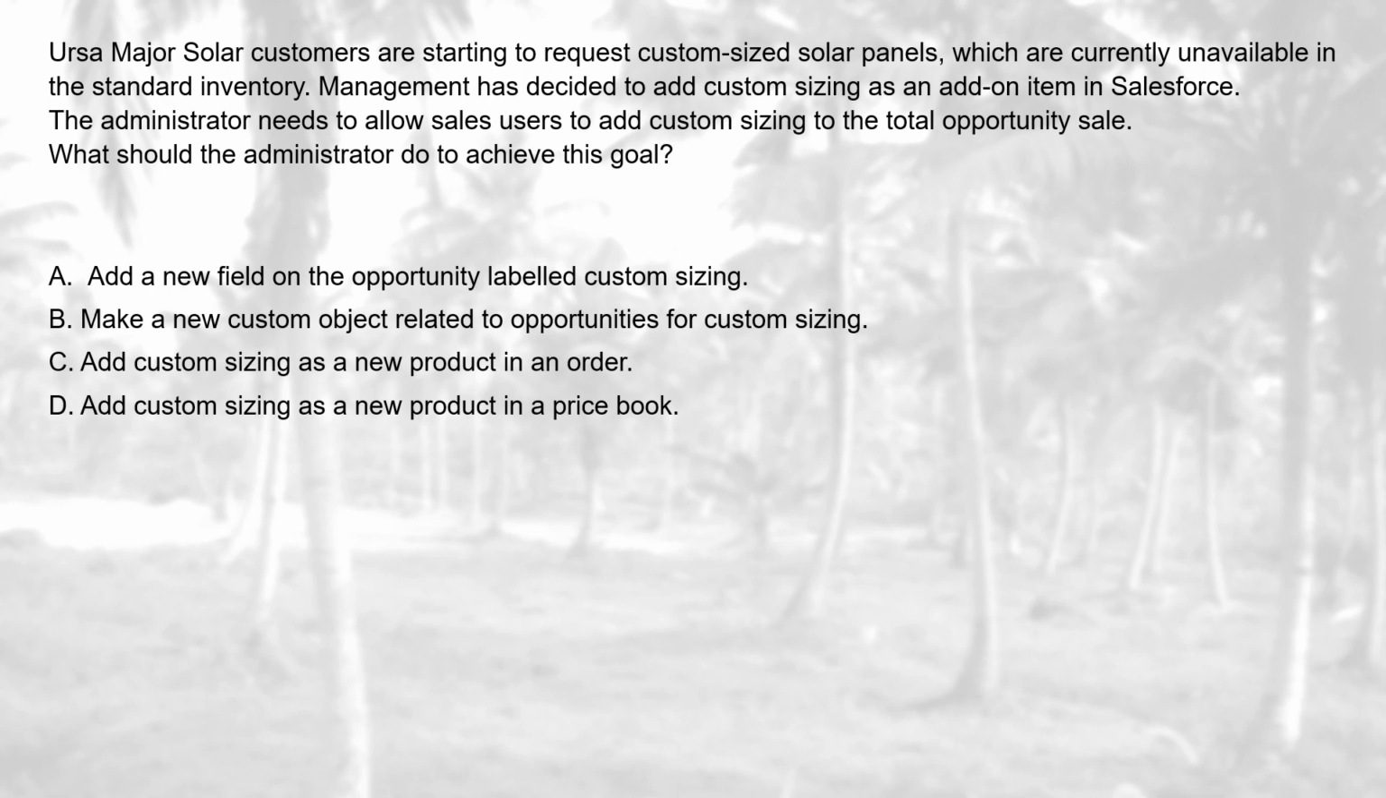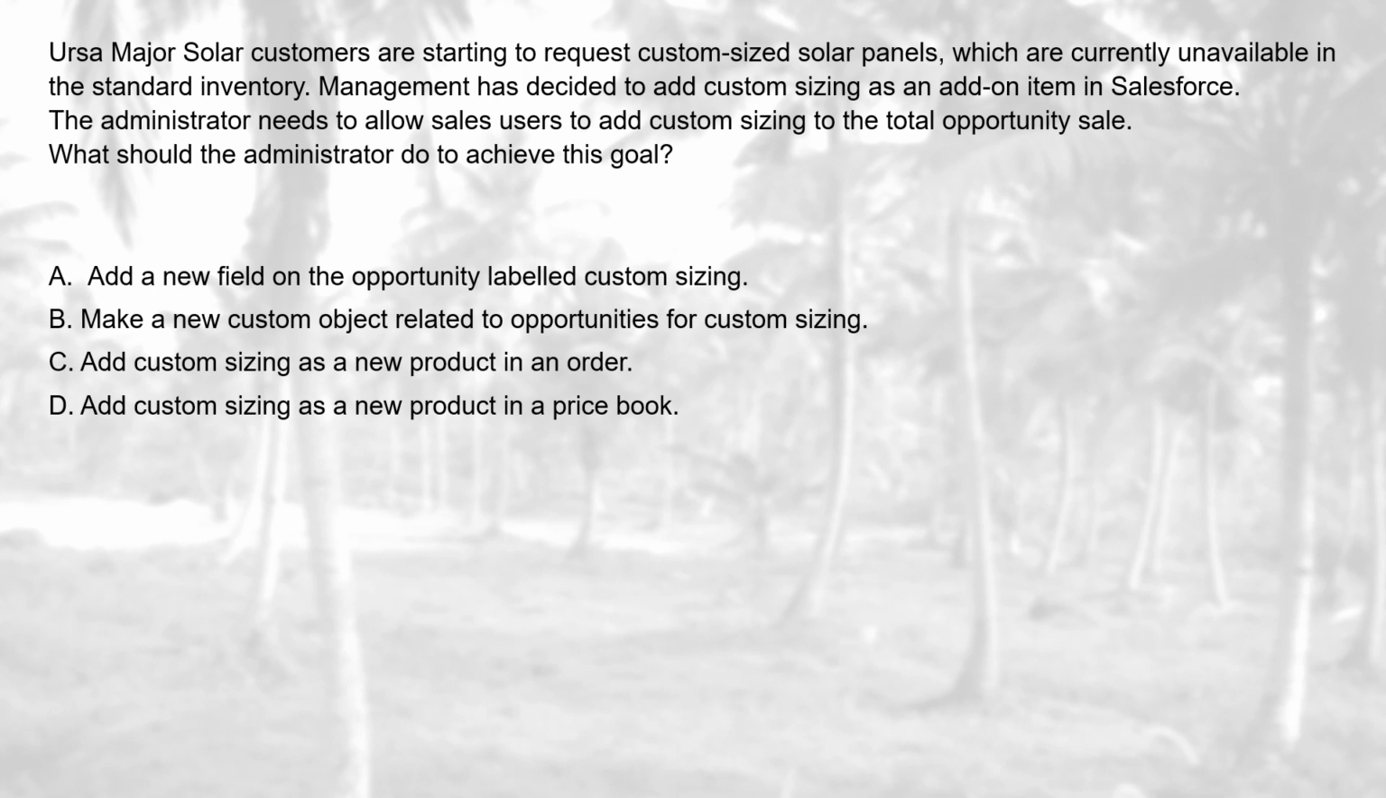We have A, add a new field on the opportunity labeled custom sizing. B, make a new custom object related to opportunities for custom sizing. C, add custom sizing as a new product in an order. Or D, add custom sizing as a new product in the price book.